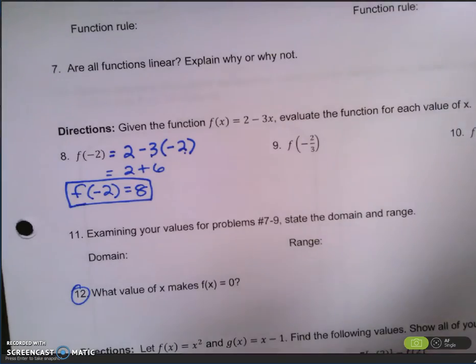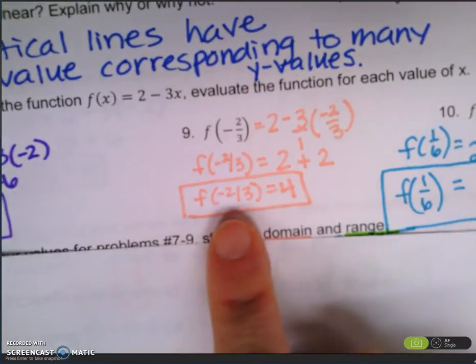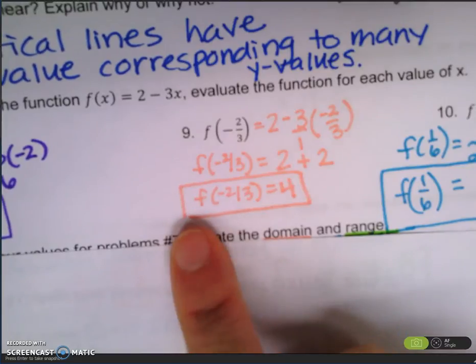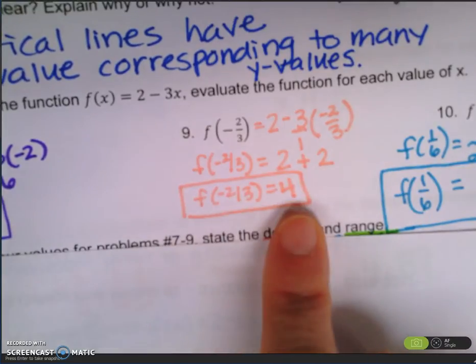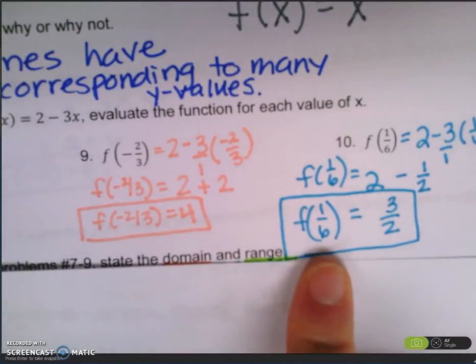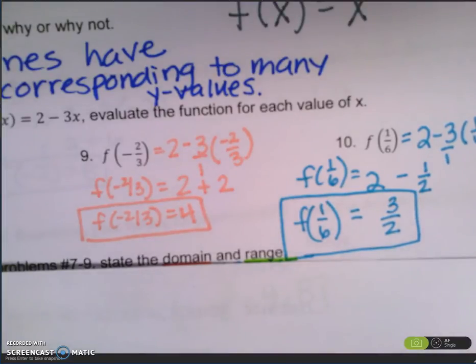So let's take a look at how we did. Number 9, f of 2/3, or the function of -2/3, I misspoke, I apologize. The function of -2/3 is 4. And number 10, the function of 1/6 is 3/2. Remember, we're just substituting in the value given for x.